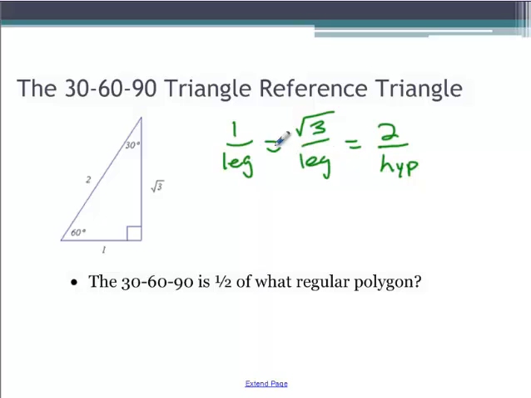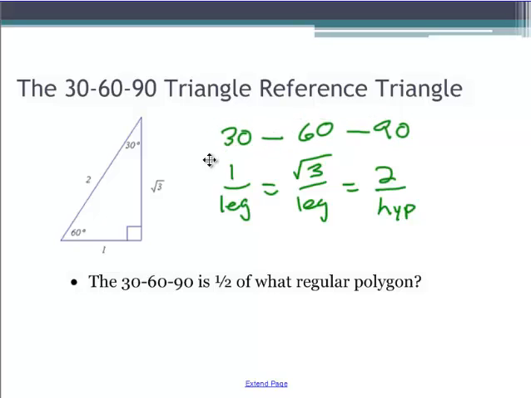Now, how do we know which leg is which? Right above this, I always write 30, 60, 90. And let's move this down so we can actually see it. I always write 30, 60, 90 above this so that we know that the side across from 30 is this ratio, across from 60, and across from 90. So whenever we're setting this up, whichever side is across from 60 always goes with the root 3. Whichever one is across from 30 always goes with the 1.